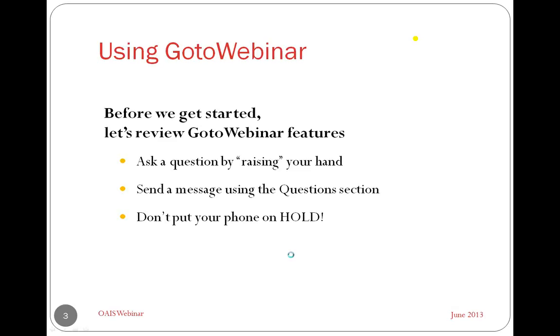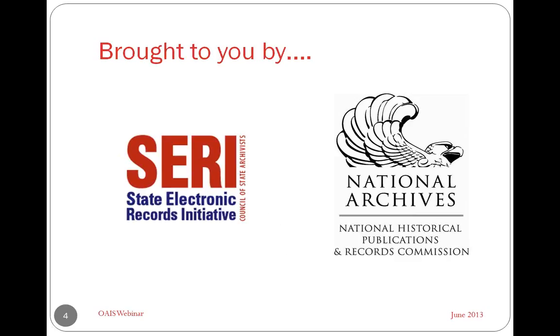Now let's get the legalese out of the way. This webinar is part of the SERI, the State Electronic Records Initiative program, developed by COSA, the Council of State Archivists, as part of an NHPRC grant. The purpose of the grant is to provide access to in-depth information about standards, best practices, and tools for electronic records management and preservation programs, and to deliver education and training to ensure that these standards, best practices, and tools are widely and effectively implemented.